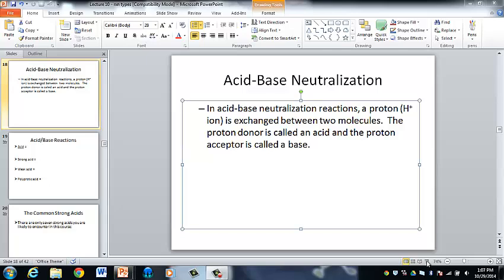So yesterday, guys, we talked about a couple different types of reactions in depth. We talked about synthesis, we talked about decomposition, we talked about precipitation. Today, we're going to start with a little talk about acid-base neutralization.